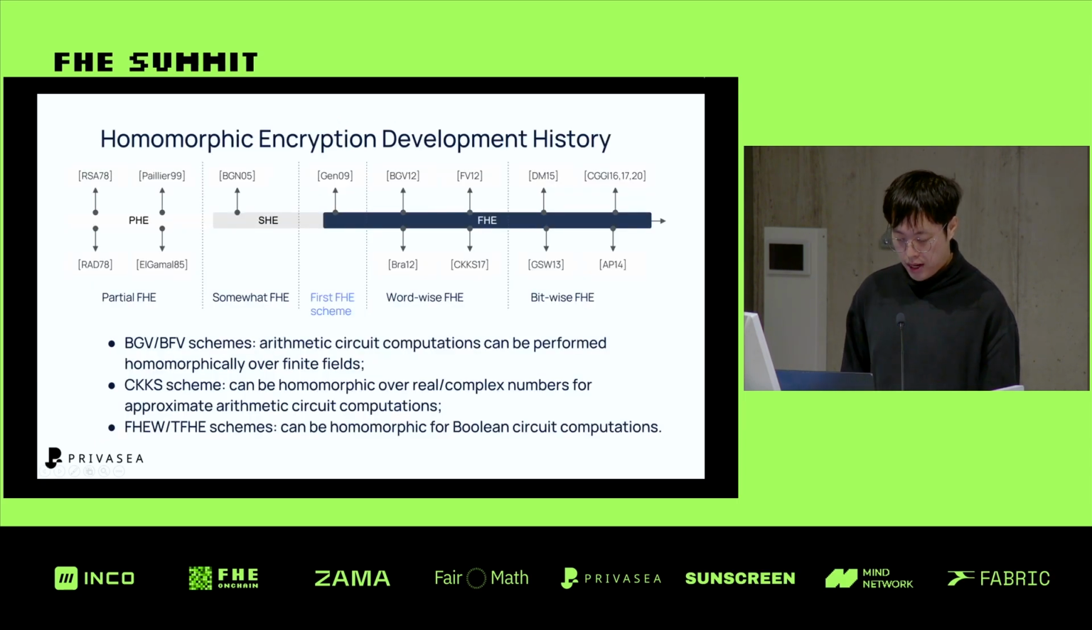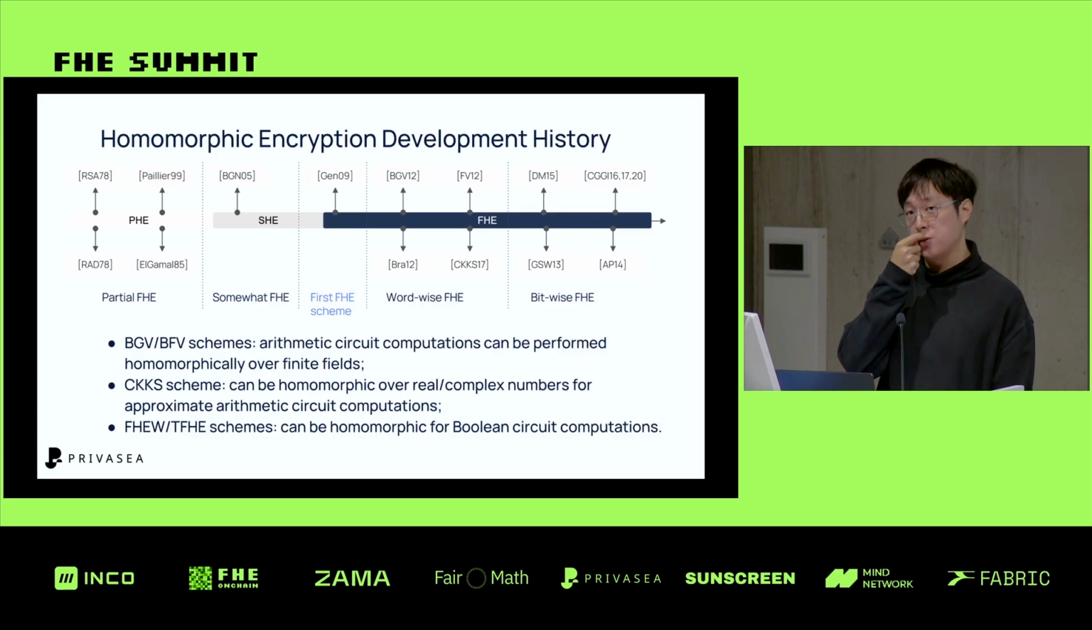Yeah. So in summary, BGV and BFV schemes are good at arithmetic circuit computation over finite fields, and CKKS supports approximate arithmetic circuit computations over real or complex numbers. These two types are referred to as word-wise schemes. Okay, and FHEW and TFHE are good at Boolean circuit computations, so they are referred to as bitwise encryption. Okay, then we can try to use these fully homomorphic encryption schemes to construct privacy-preserving machine learning.